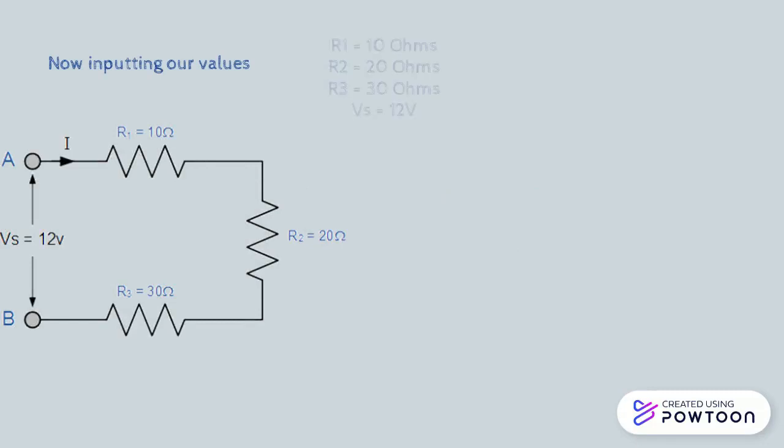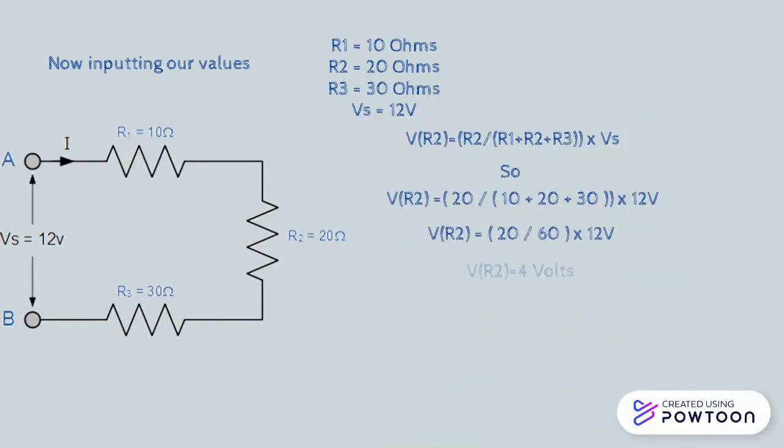Inputting these values from our circuit into this equation, where R1 equals 10 ohms, R2 equals 20 ohms, R3 equals 30 ohms, and the source voltage is 12 volts. So VR2 equals 20 ohms divided by the total resistance given by R1 plus R2 plus R3, all multiplied by our source voltage, 12 volts. This should result in a potential difference across R2 of 4 volts.